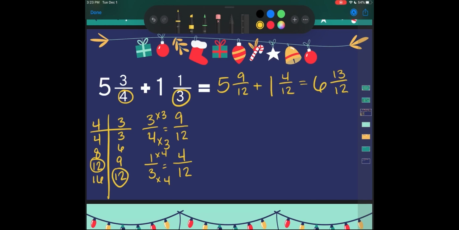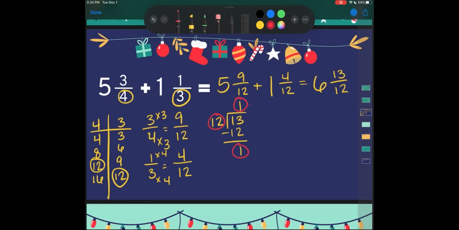I can do that by dividing. We'll do 13 divided by 12 to turn that 13/12 into a new mixed number. So 12 goes into 13 one time. 1 times 12 is 12, and I subtract and get 1. Now I've got all the pieces to make my mixed number.